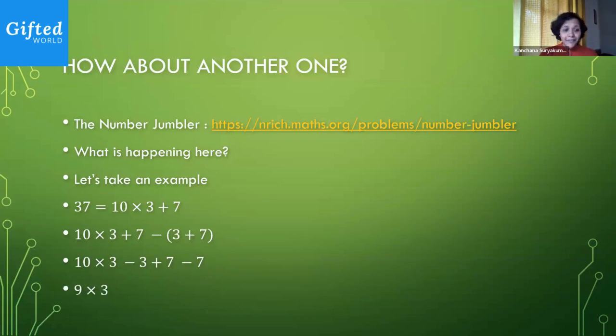Now, let's look at the 3 times table. When I have 10 times 3 and I subtract 3 from it, what do I get? I get 9 times 3, don't I? So if I take any number in the times table, let's take 7, 10 times 7 minus 7 gives you what? 9 times 7, correct?